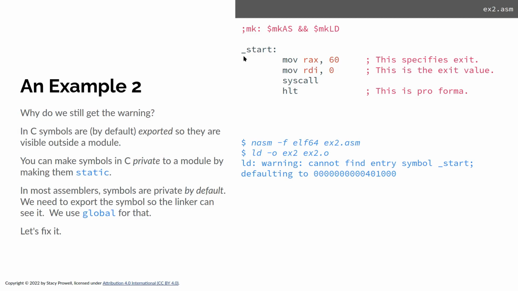Well, it turns out that in C, you can make symbols private by making them static. You may not know that there are modules. C is a modular programming language. And to make something local to a module, or therefore private, you mark it static. Otherwise, by default, things are public. Well, in assembly, by default, things are private. And so to make it public, we need to use global for that. So we need to declare _start to be global.